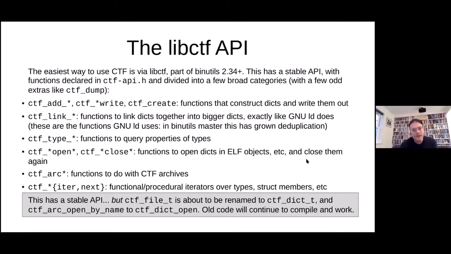You can open and close dictionaries. In fact, you can open whole ELF objects, and it will look up the .ctf section for you. There are a few functions to do with CTF archives, and there are iterators that let you work over all types in a dictionary, all members in a structure, all enumerators in an enumeration, that sort of thing. The API in any released versions of binutils is stable, but we plan to change it. There are going to be some renamings to make things clearer. Old code will still compile, old code will still work, but you might get deprecation warnings. Some of the names are terrible. I mean, ctf_arc_open_by_name, ctf_dict_open is a much better name, it opens a dictionary. But the old names will always work.